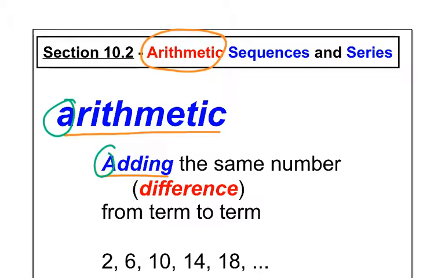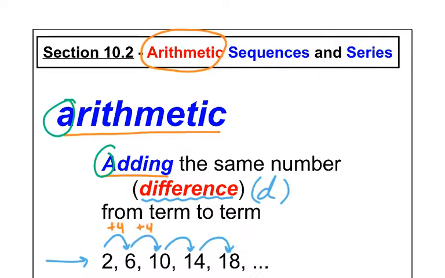All right, that number that you're going to add from term to term is called the difference, which is interesting because we're adding it, but we call it the difference, and sometimes we abbreviate it with the letter D. So for example, if you look at this first sequence we have here, 2, 6, 10, 14, 18, do you notice that from term to term, I'm adding the same number? Can you see what number we're adding from term to term? Yep, it is plus 4 every single time. Adding 4, and adding 4. Therefore, this is an arithmetic sequence, and D equals positive 4.